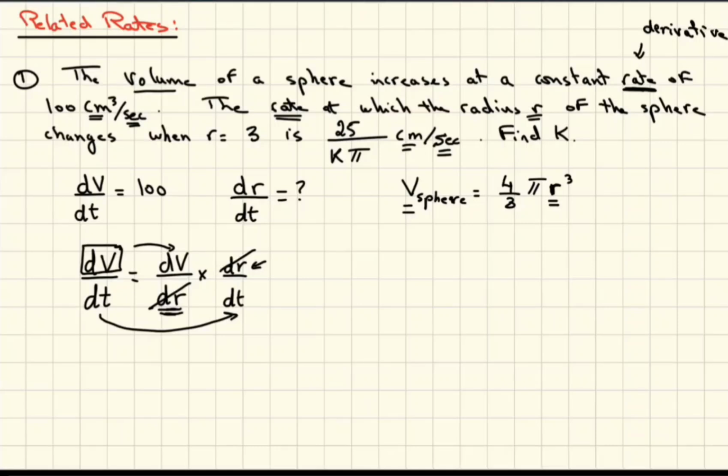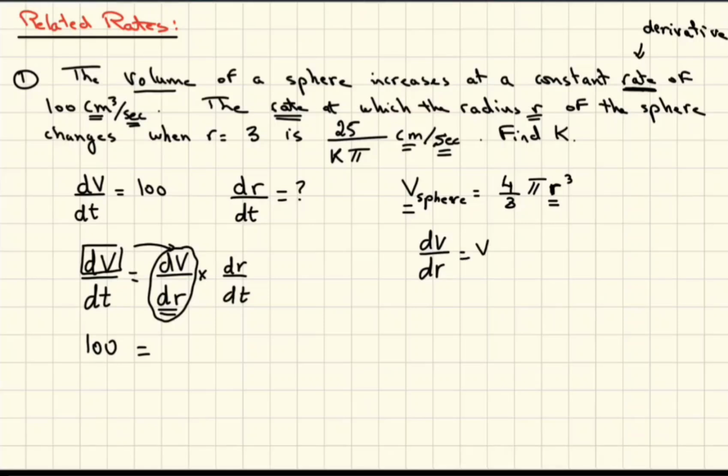So imagine you are cancelling. Do you get the same thing as the first thing you wrote? If yes, continue. Now, for sure we're not going to cancel here. We wrote it this way for a reason. So I replace everything I have. dV over dt, I know it's 100. dV over dr, this is the derivative. So what is dV over dr?